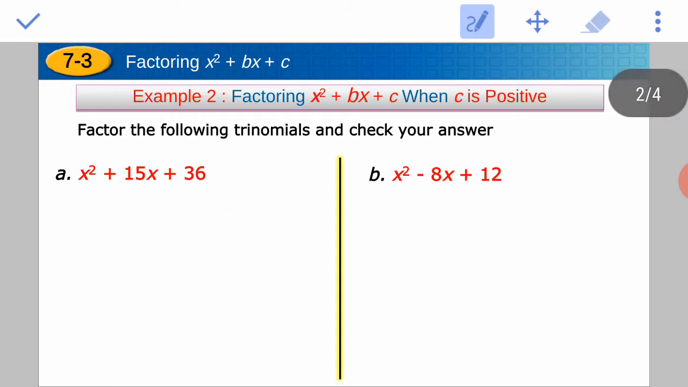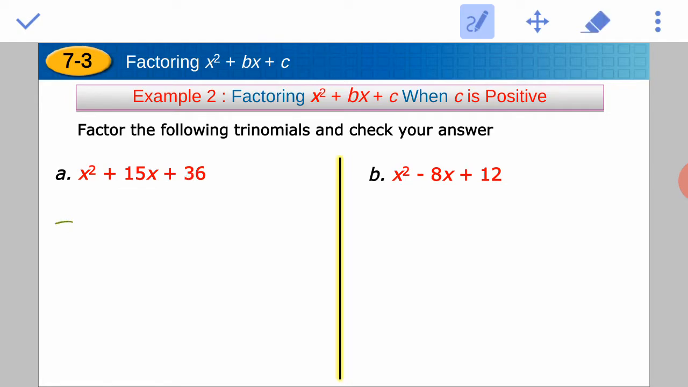If you notice, I started from example 2. I ignore example 1 because example 1 is based on guessing and it is not a reliable method to use. So I'm going to start with example 2, factoring x squared plus bx plus c when c is positive. If the last number is positive, this is our first possibility in example number 2. How do I factor this trinomial? How do I bring it back to its origin?